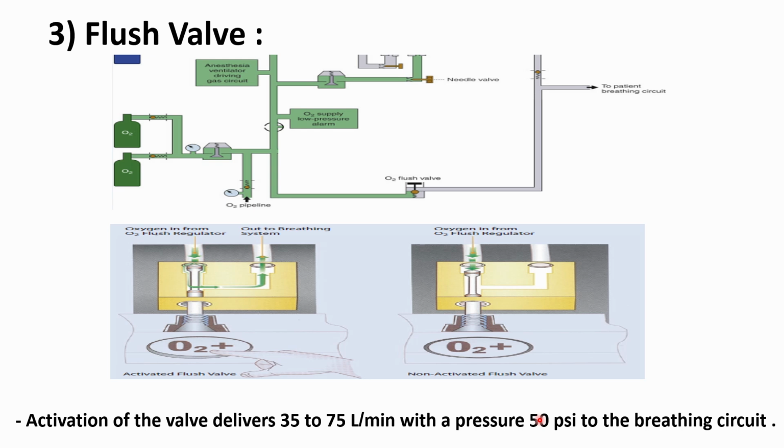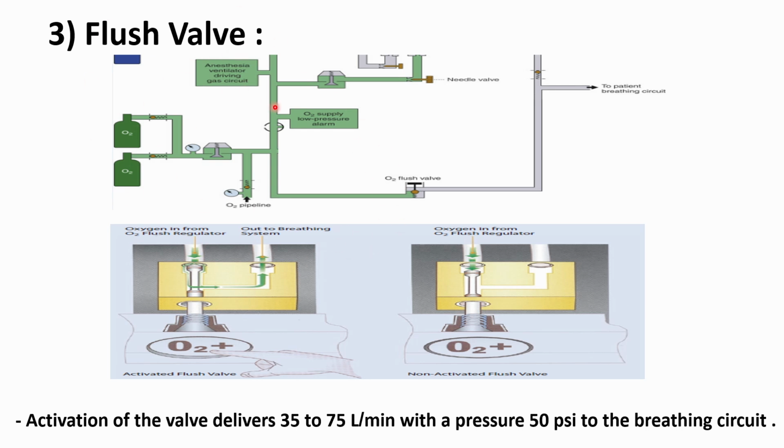Never use this valve, the oxygen flush valve, when the circuit is closed on a patient. Definitely, this patient will have a barotrauma, and it will deliver around 35 to 57 liters per minute, an average of 50 liters per minute, with a pressure of 50 psi to the circuit. 50 liters, 50 psi. And this is connecting the circuit to the high pressure circuit.